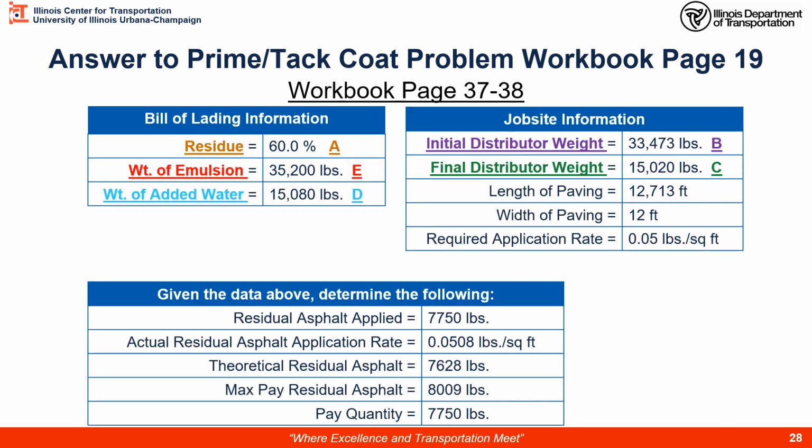So here's our table completed, our residual applied, our actual application rate, theoretical residue, our maximum pay residue amount, and then we can pay for what they actually applied, 7750.